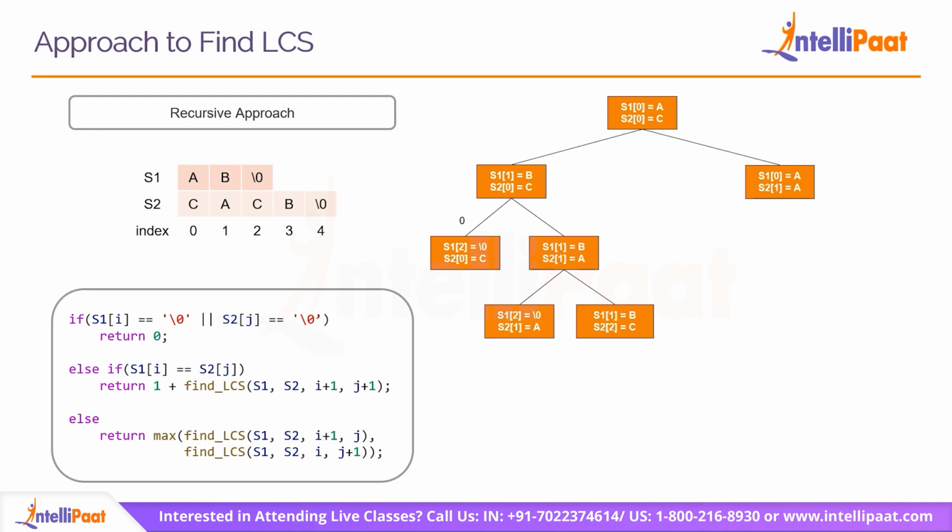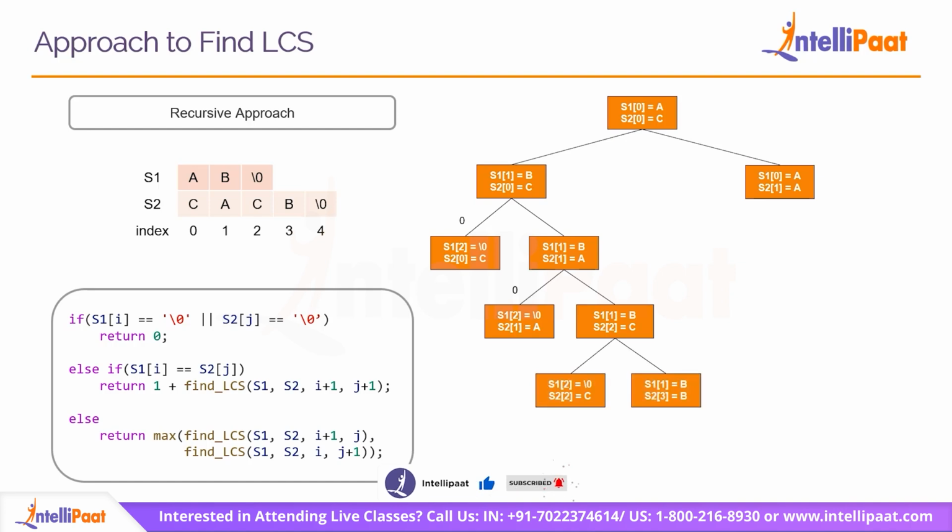Towards the left, we get S1 of 2, that is \0, and S2 of 1, that is A. And on the right, we have S1 of 1, that is B, and S2 of 2, that is C. Here the left part will return 0 because it has a \0 element in it, and the right part will get bifurcated in two ways again.